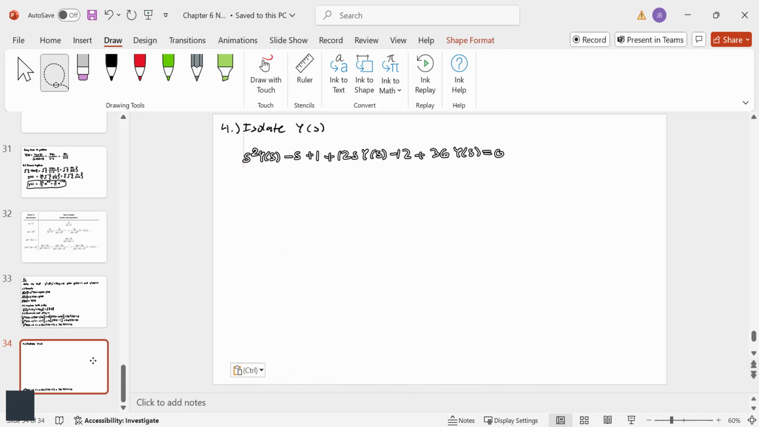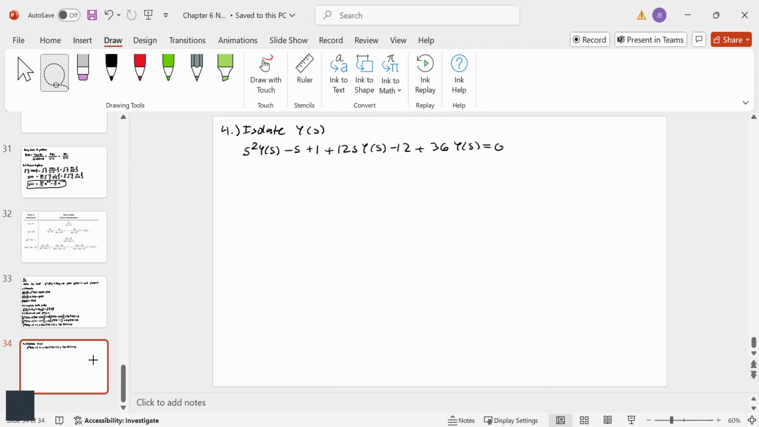There we go. So factoring out a y of s. Actually, let's group them up first. That makes more sense to do. So s squared y of s plus 12y of s plus 36y of s minus s, that's not a 5, plus 1 minus 12 equals 0.